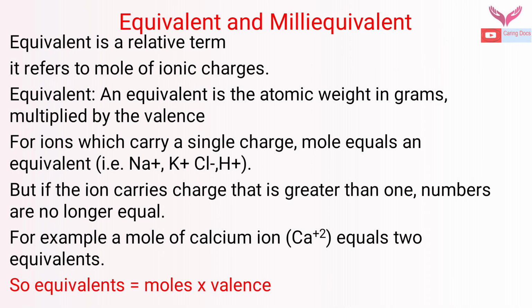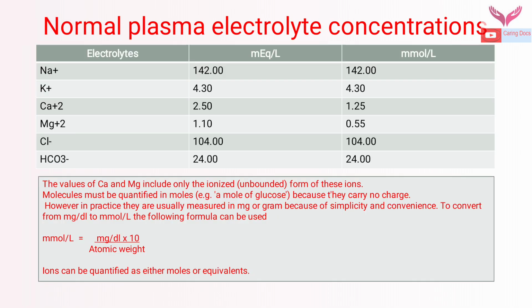For example, a mole of calcium is equal to 2 equivalents because calcium has a valency of plus 2. So we can remember from this picture that sodium has a one positive charge, so it can be written as milliequivalent per liter and millimole per liter. Both are same. Same is the case with potassium, but calcium has a plus 2 charge.